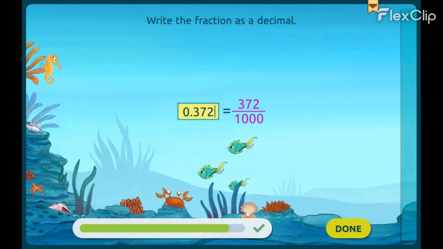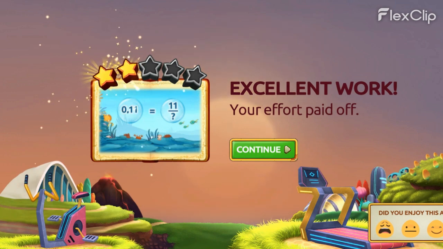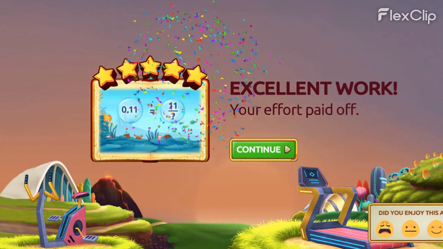Hopefully, we will get 5 stars. So well done, guys.